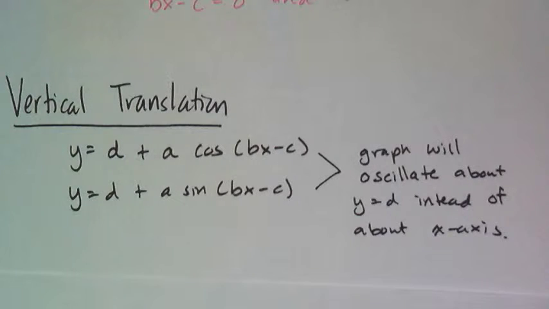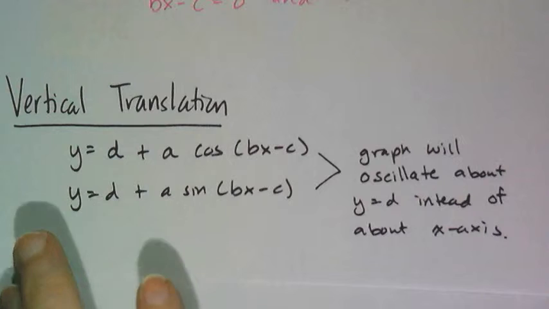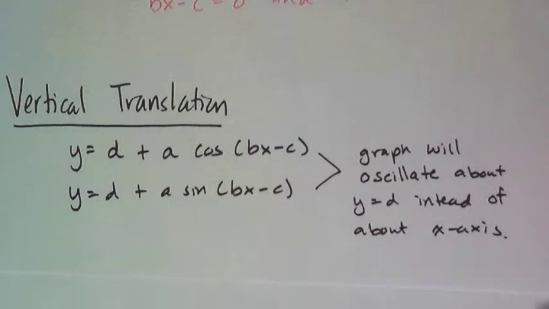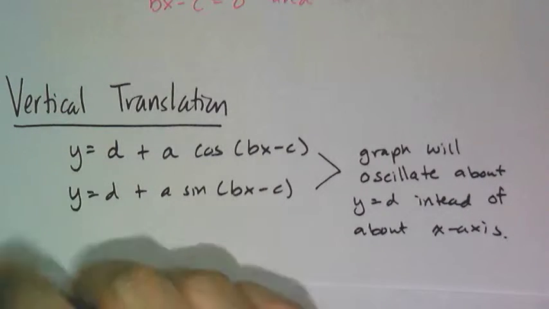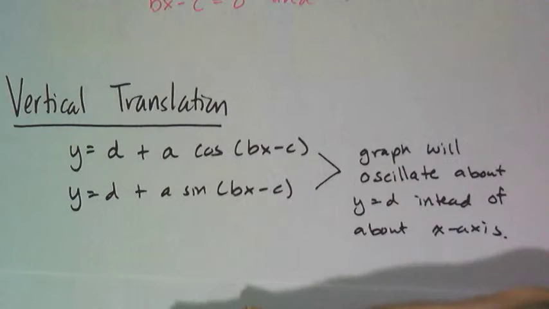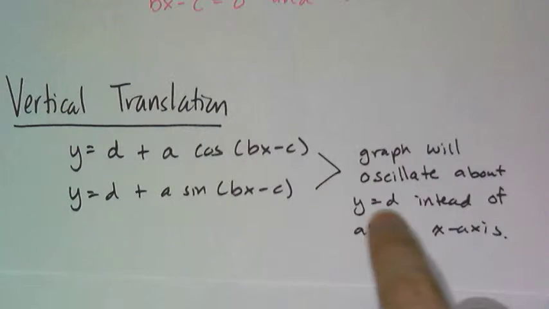And it's exactly the same thing as it was for every type of function we saw before. If you add or subtract something, it's going to move the function up or down. So if I just add d, positive or negative is going to move it up or down. Now, we like to think of this for trig functions as where it's going to oscillate through. Normally, sine and cosine oscillate about the x-axis, but when I add d, it's going to shift that line either up or down. So then y equals d is going to be the center of the oscillation.